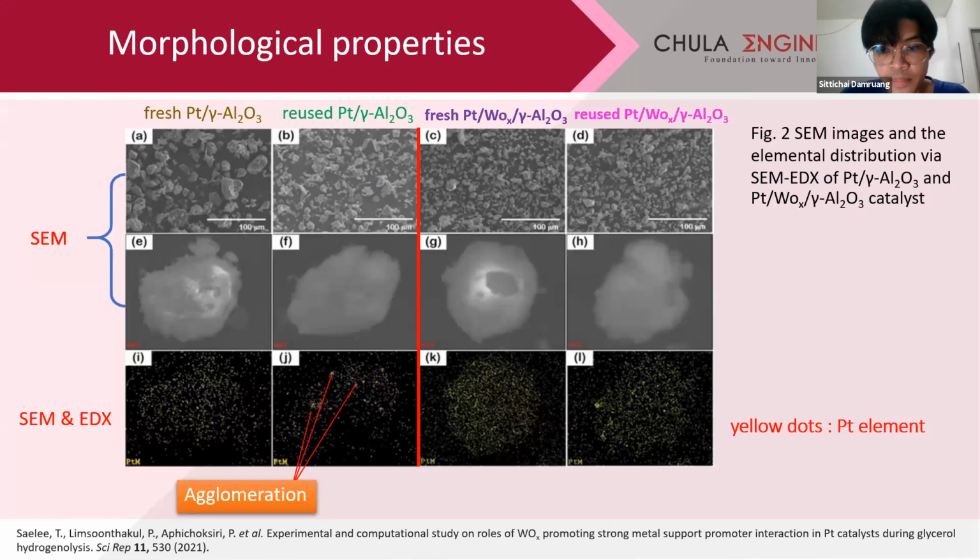The EDX profile of platinum atoms after the first reuse in figure J exhibits some platinum clusters, suggesting agglomeration of platinum active sites. Figures K and L were similar, suggesting that doping with tungsten oxide helps resist platinum leaching and also agglomeration. However, the resistance to agglomeration was not so clear via the EDX profile. Thus, the role of tungsten oxide on agglomeration was investigated by XRD.